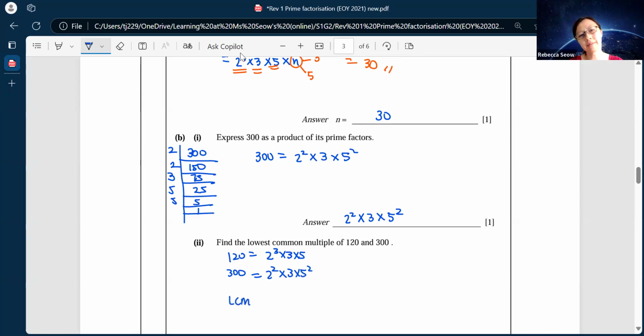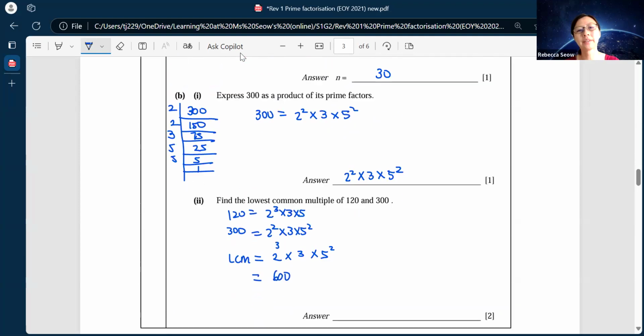Okay, for LCM, we pick out the prime factors that are shown in both numbers, all of both numbers, and the higher powers. So we have 2 to the power of 3, 3, and 5 to the power of 2. And do we multiply it out? Yes, because the question did not indicate to leave it in index notation. So we will end up with 600.